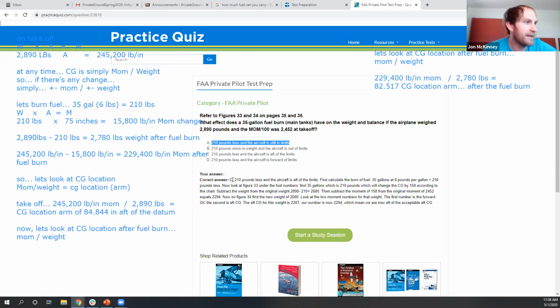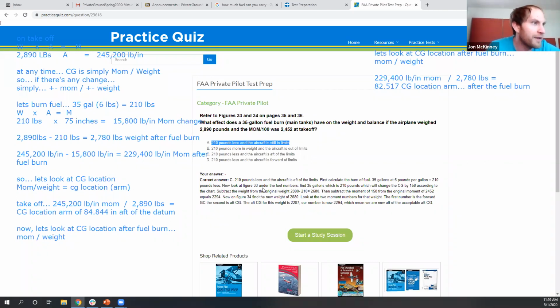Let's see what they say about C. They say the correct answer is C: 210 pounds less and the aircraft is aft of limits. First, calculate the fuel burn of 35 gallons at 6 pounds per gallon, 210 pounds less. We figured that. Look at the figure and the numbers. Find 35 gallons, 210 pounds, which changes the CG by 158 according to the chart. And that's what I have here. See, 158? Yeah. They say it's going to change the CG. No, it changes the moment. So whoever wrote this may not be perfect either.